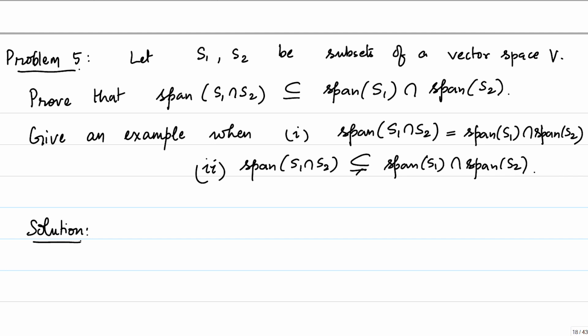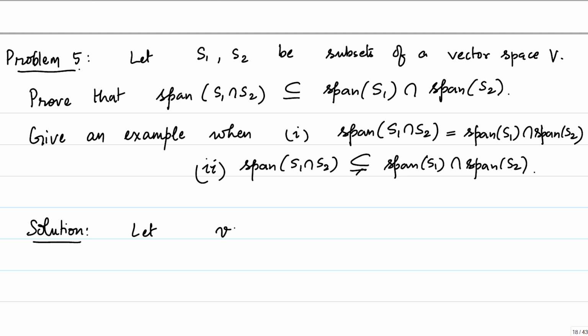So, we need to check for the span of S1 intersected with S2 being a subset of the span of S1 intersected with the span of S2. So, how do we go about proving such a statement? We take some arbitrary element in the left and prove that it is also necessarily an element in the right. But here it's quite straightforward.